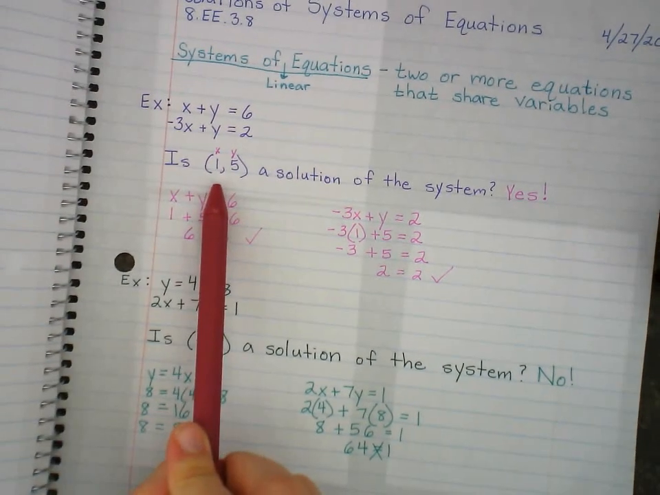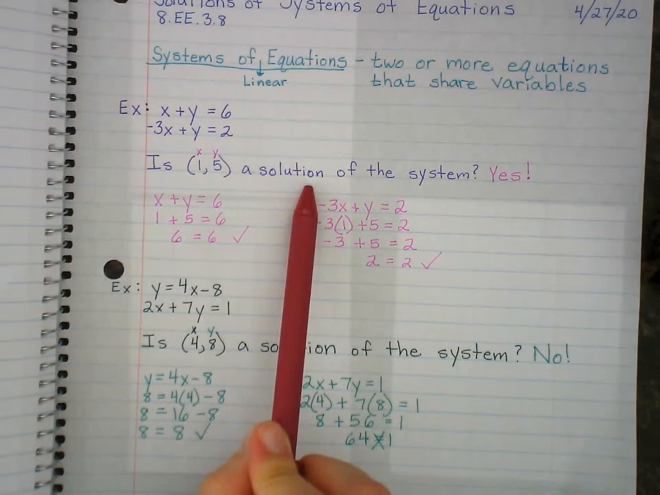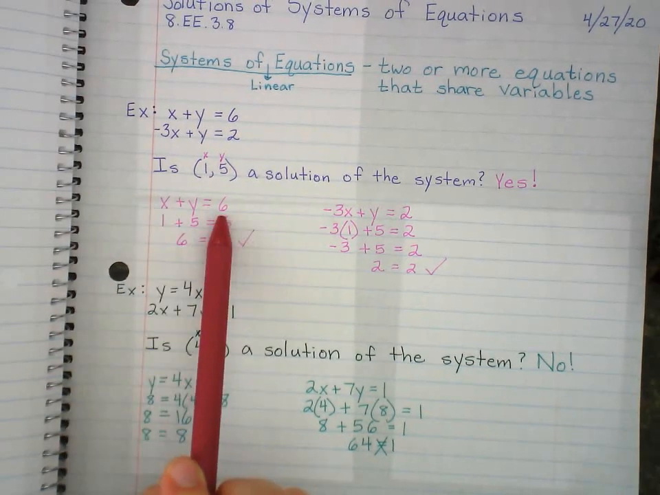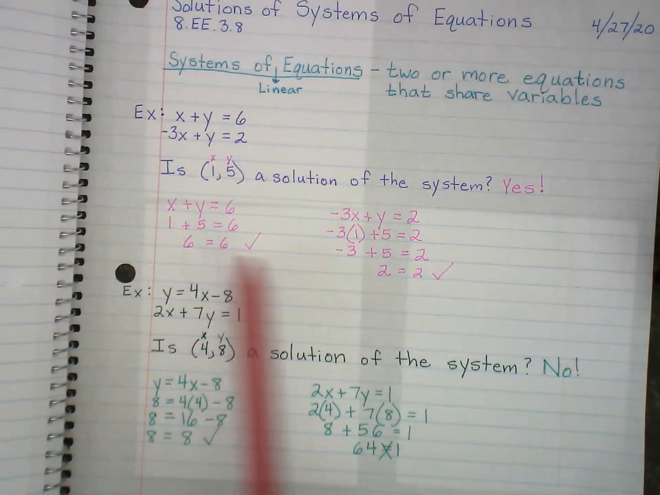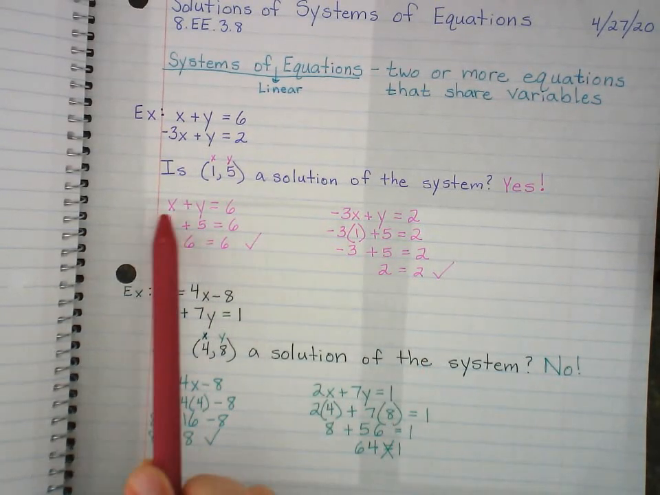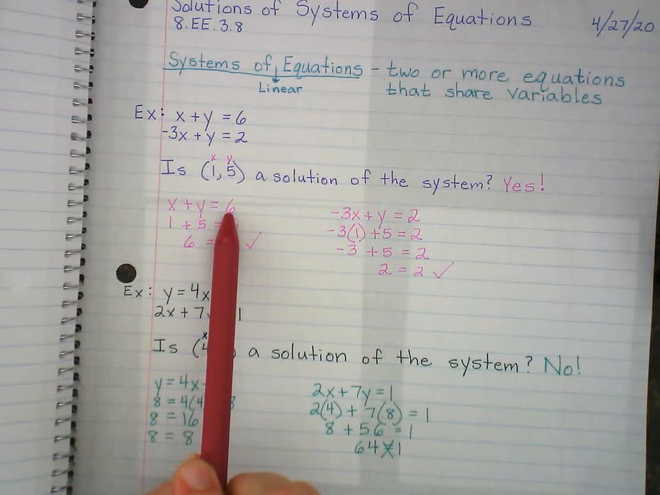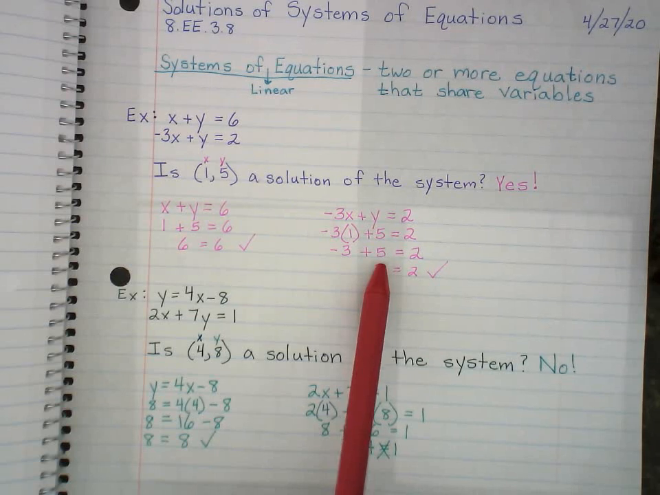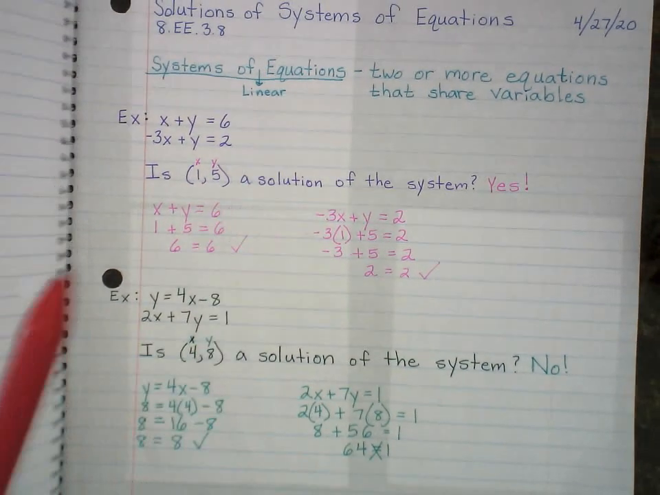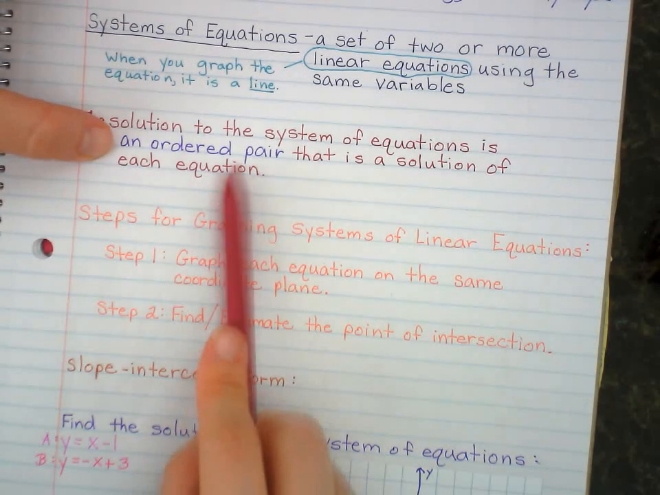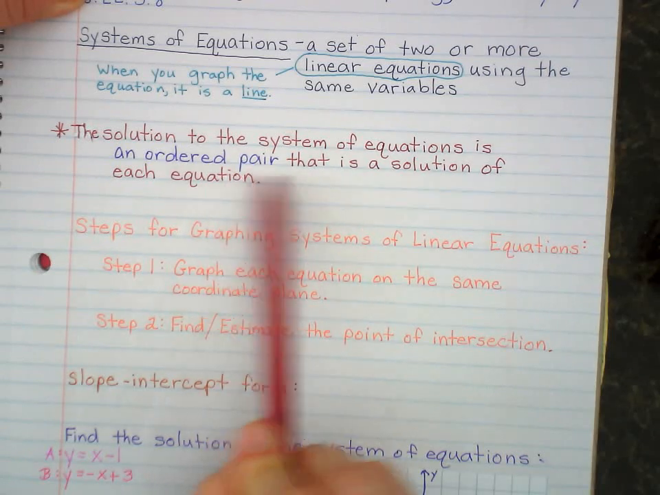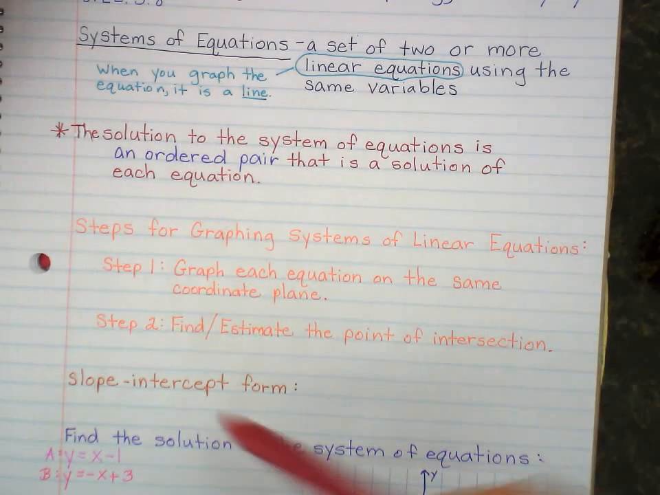Yesterday, we were testing the ordered pairs. Is (1, 5) a solution of the system? So the ordered pair (1, 5), when we plugged it into both equations and solved it, it worked. We plugged in 1 for x and 5 for y. 1 plus 5 is 6. Negative 3 plus 5 equals 2. Yes. So the ordered pair is the solution. That's important to know. What is the solution to the system of equations? It's an ordered pair. And that ordered pair has to be the solution for both of the equations.